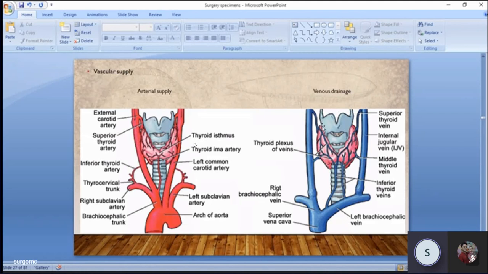Next question will come to you. What are the arterial supply and venous drainage? You all know there are the superior thyroid artery and inferior thyroid artery. The superior thyroid artery is a branch of the external carotid artery and the inferior thyroid artery is a branch of the thyrocervical trunk. Sometimes there is a thyroidea ima artery, which is a branch of the brachiocephalic trunk or sometimes arises from the arch of aorta. And what is the venous drainage? The superior thyroid vein and middle thyroid vein usually drain into the internal jugular vein, and the inferior thyroid vein usually drains into the left brachiocephalic vein.